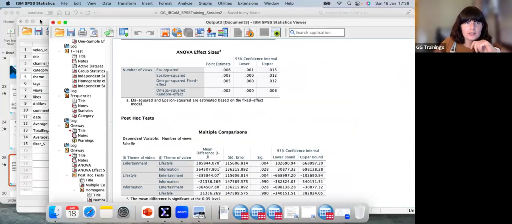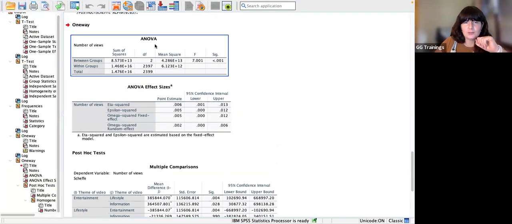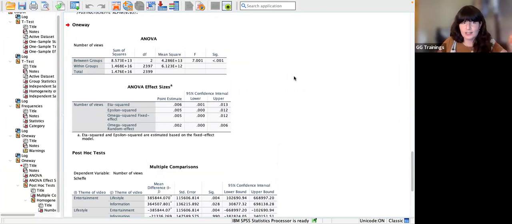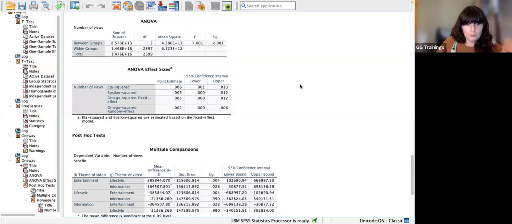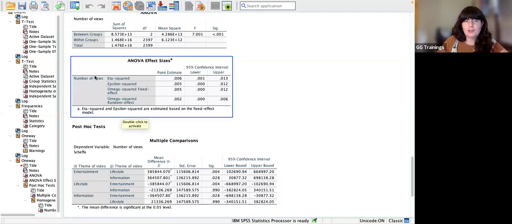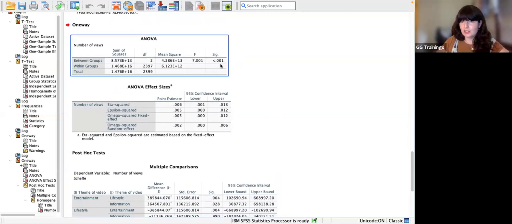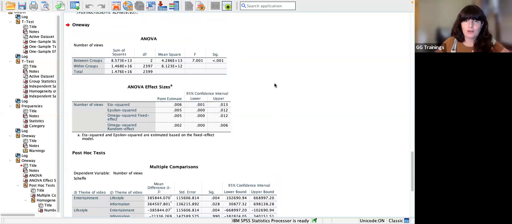And if we look at this output, let's make it nice and big. All right, so we start with the ANOVA table and we look at our p-value. Okay, so we would reject this H0. And what are we doing? We're comparing entertainment, lifestyle, and information videos, and we're comparing them on the number of views they get. Right. So if we're rejecting H0, that means we're accepting our H1 that says that there is a significant difference between at least two of these groups. Okay, there is a difference somewhere.